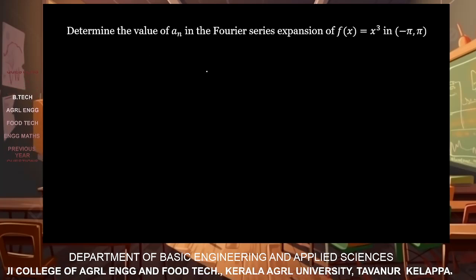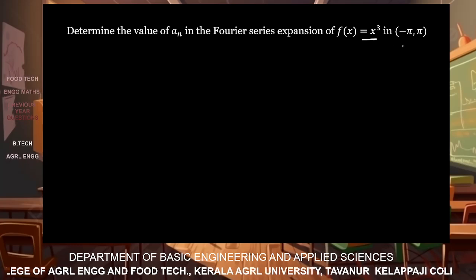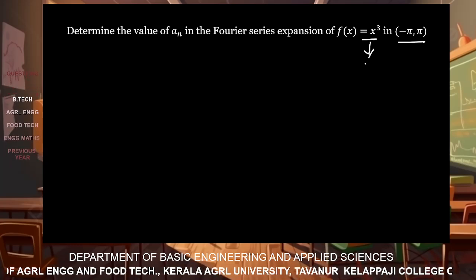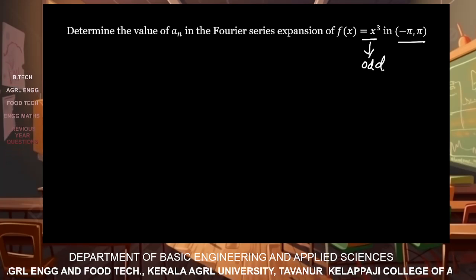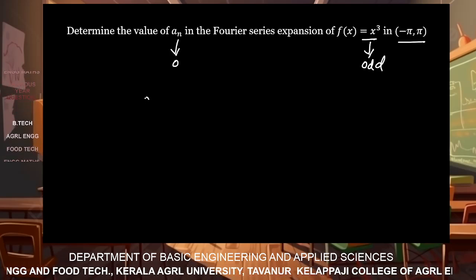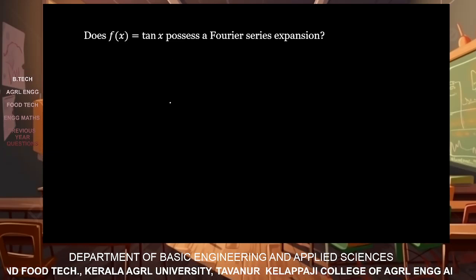Determine the value of an in the Fourier series expansion of f of x equal to x cube in minus pi to pi. Here, x cube is an odd function, and for an odd function there is no an term. An is always 0. So an equal to 0 is your answer.